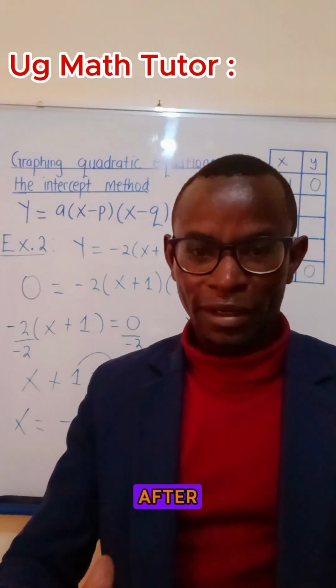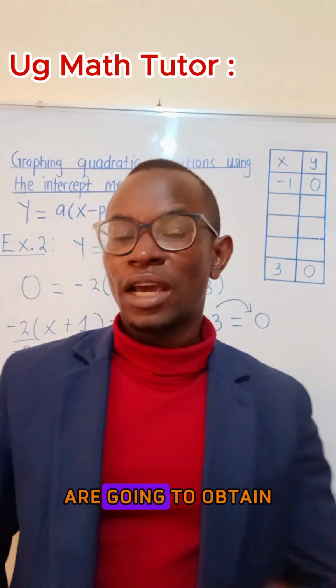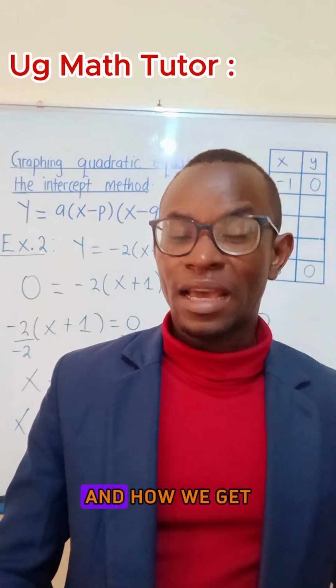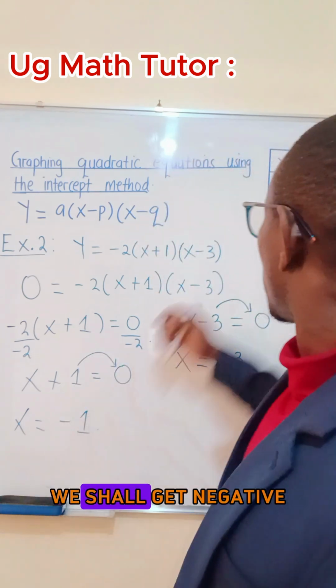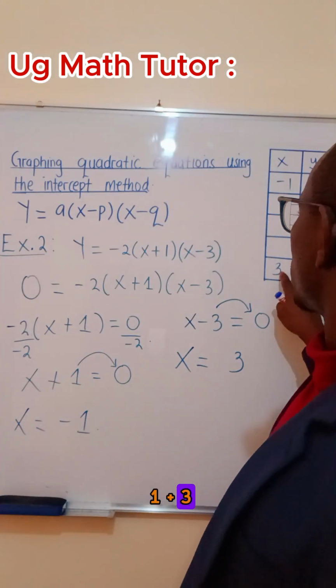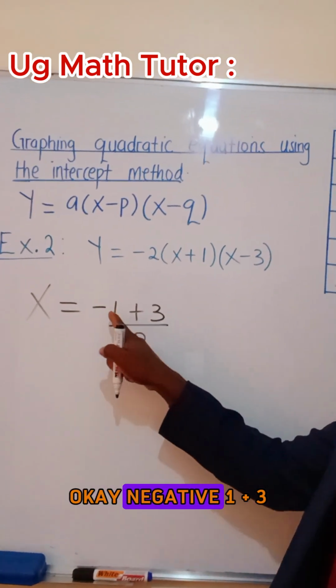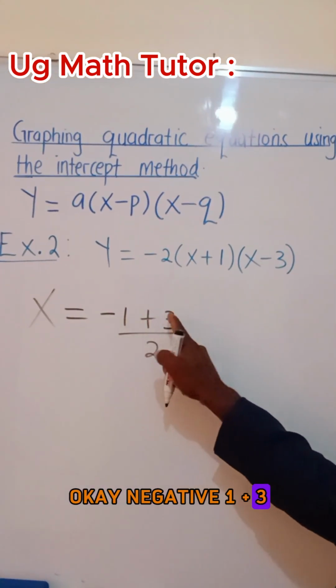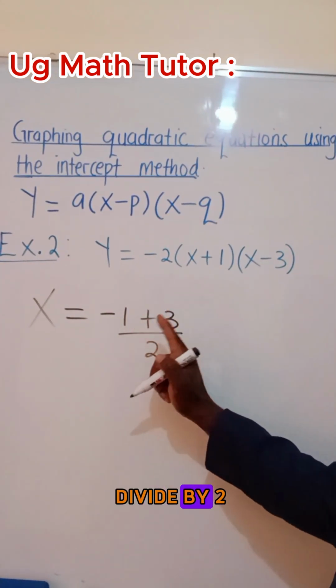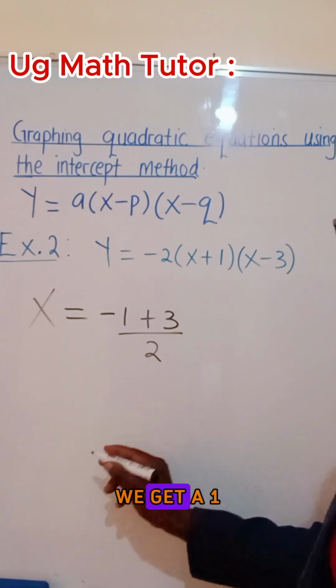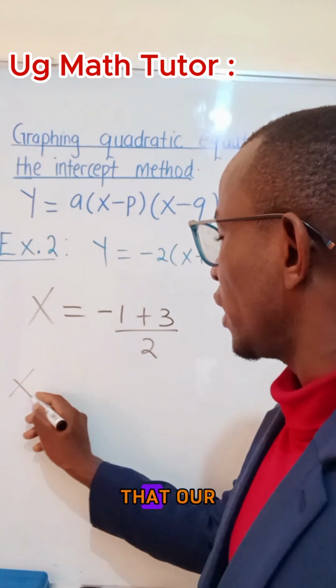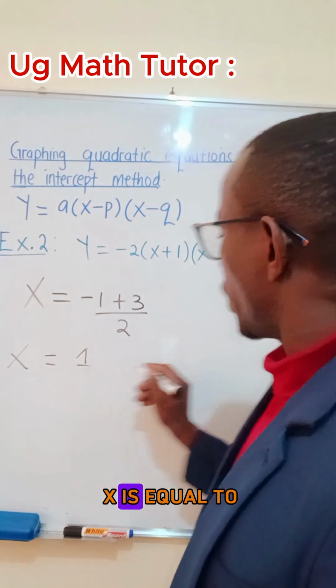Now, we also said that we are going to obtain the vertex. And how do we get the vertex? We shall get negative 1 plus 3, everything divided by 2. Okay, negative 1 plus 3, we get a 2. 2 divided by 2, we get a 1, meaning that our x is equal to a 1.